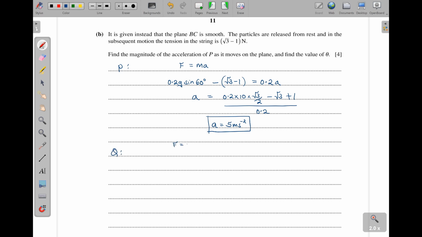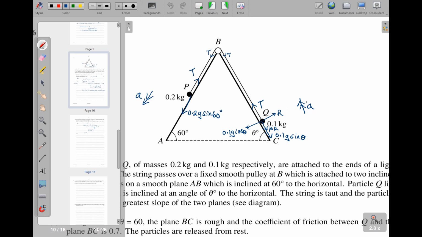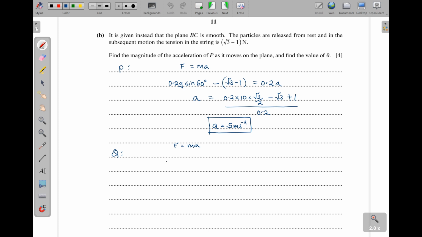Again, we are using F is equal to ma, because they are telling us to find the theta. So when you look at the forces acting on Q, Q is going up. So we have the tension, then minus these two down here. Then we shall equate them to ma. So going back to this one here, we have the tension, then minus the mu R. But now the plane BC is smooth. That means we don't have the mu R. So remove the mu R.